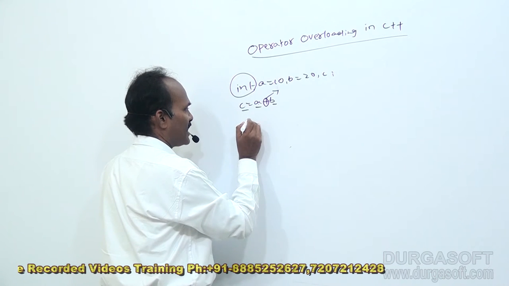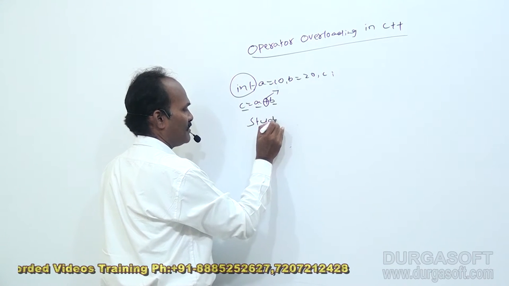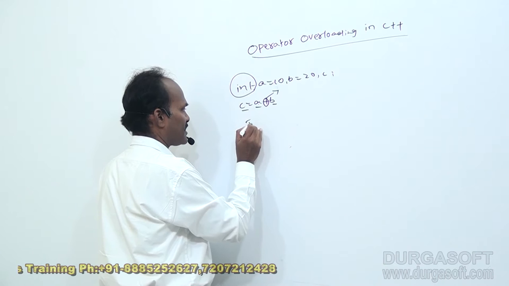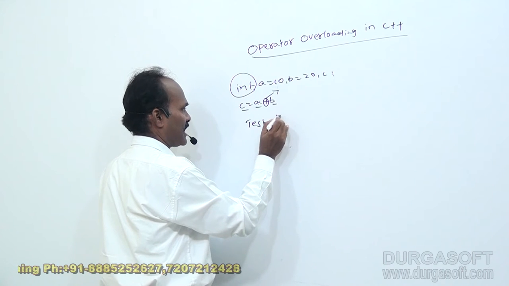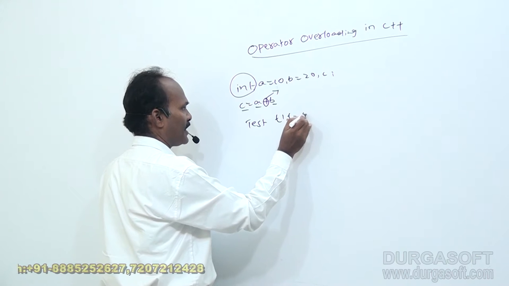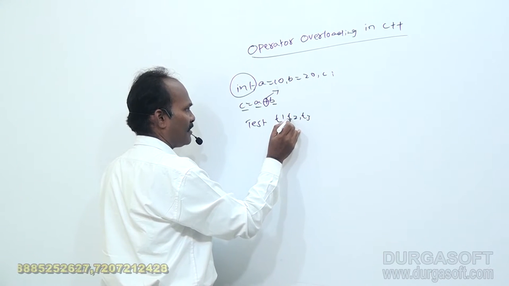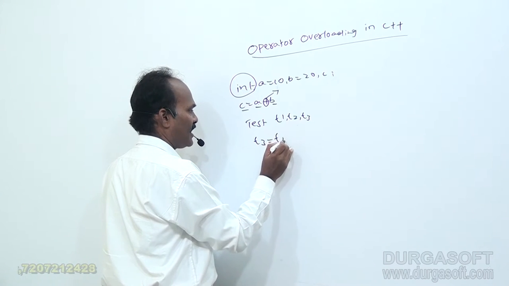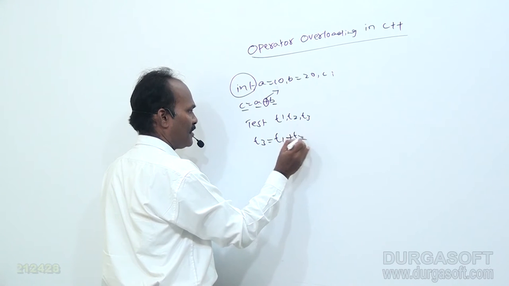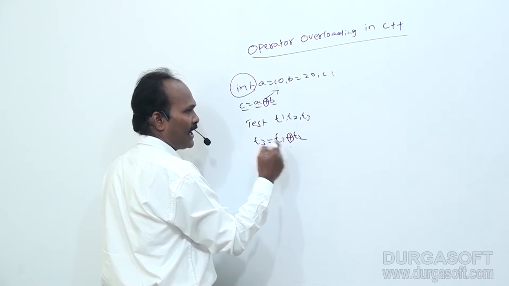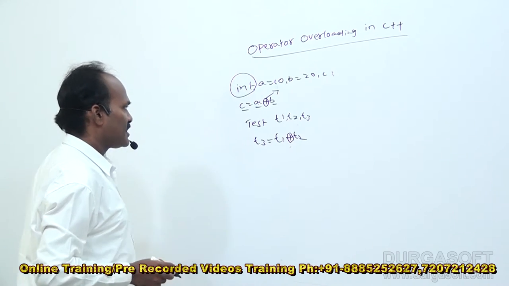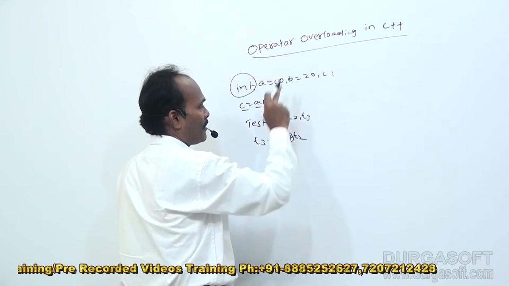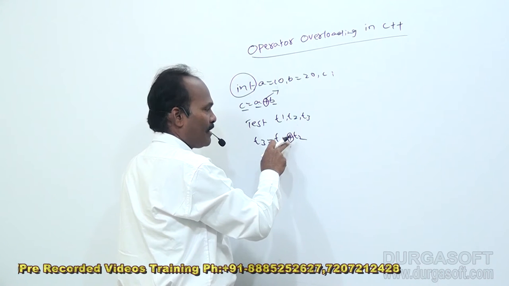Now I cannot use this plus operator for user-defined objects, user-defined classes, or user-defined data types. Suppose I have one class called Test. For Test, I am creating three objects, T1, T2, T3. T1 and T2 have values, and from T1 and T2 I will create T3. I can say T3 equal to T1 plus T2. Now this is invalid as per C++ terminology, but by using the operator overloading concept, I can make it possible.